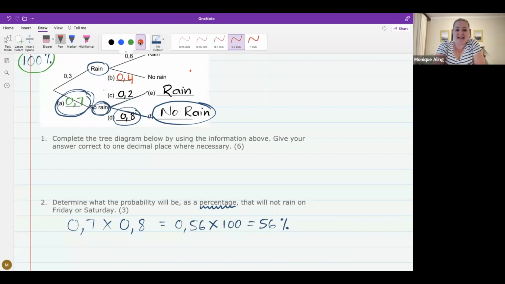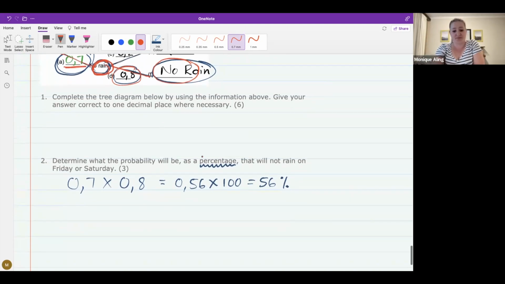Okay, so just quickly, again, we're looking at no rain specifically. So that was over here, it was 0.7. So we continue with this part of the tree diagram and we look at the no rain again on the Saturday, which is our 0.8. We times the two together, just like we did with the fractions in the previous question. We get our answer, but they want it as percentage. So we just convert it by timing by 100.